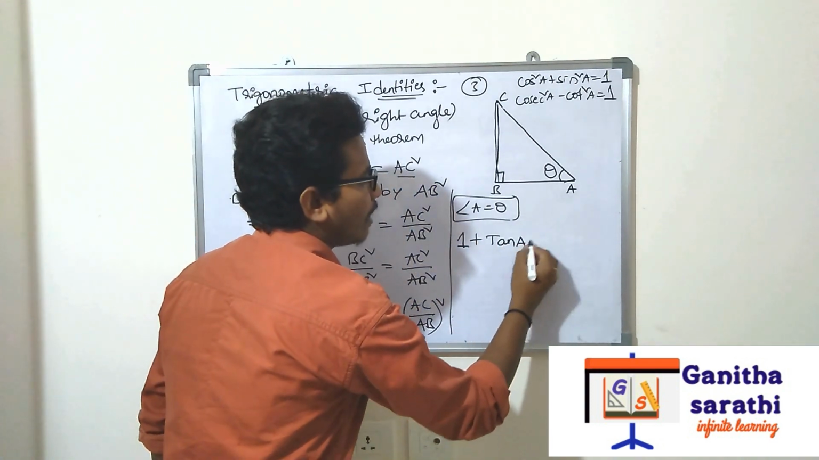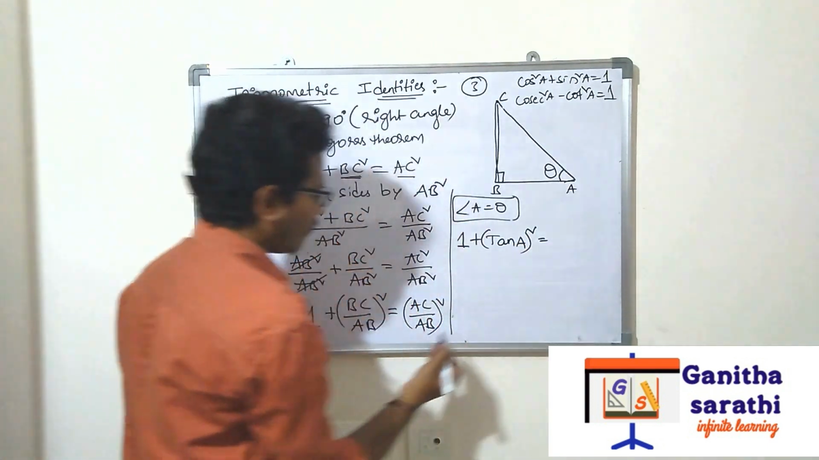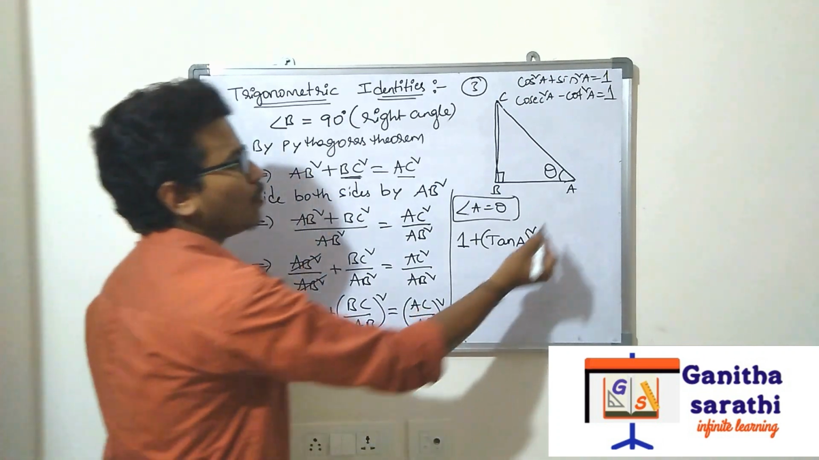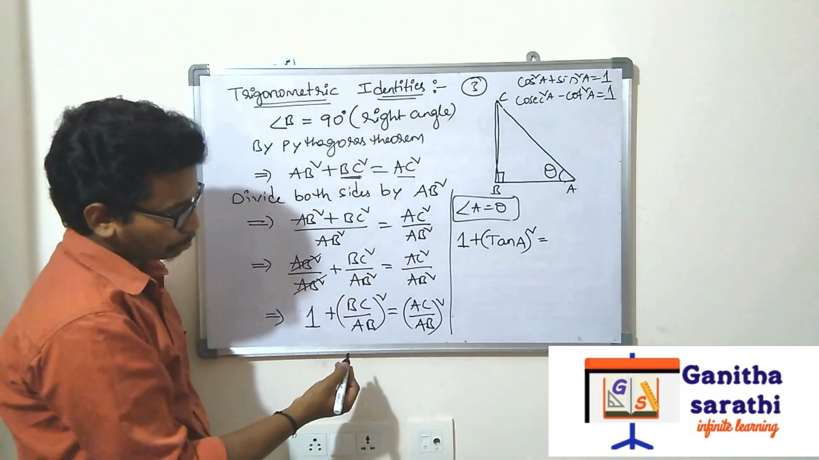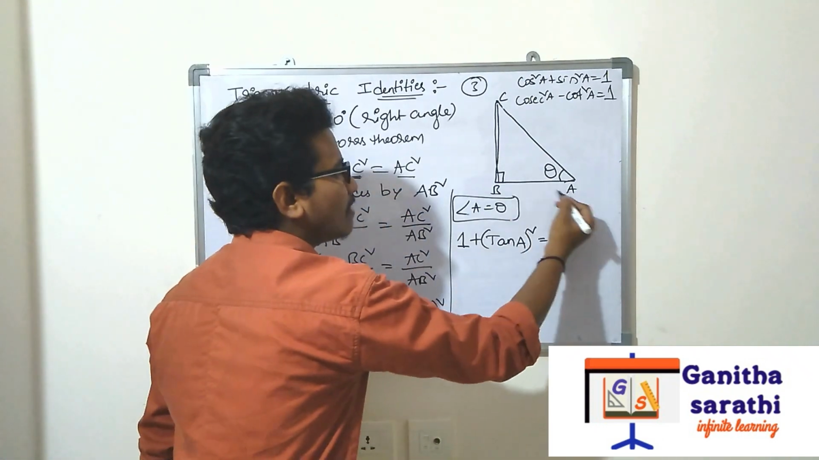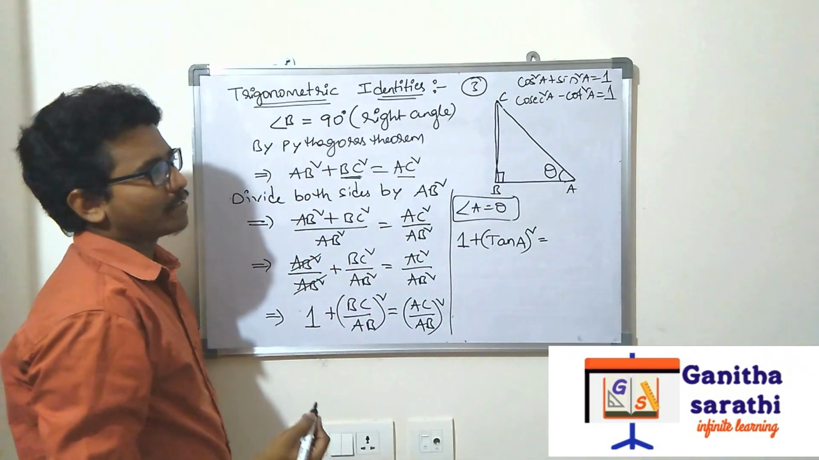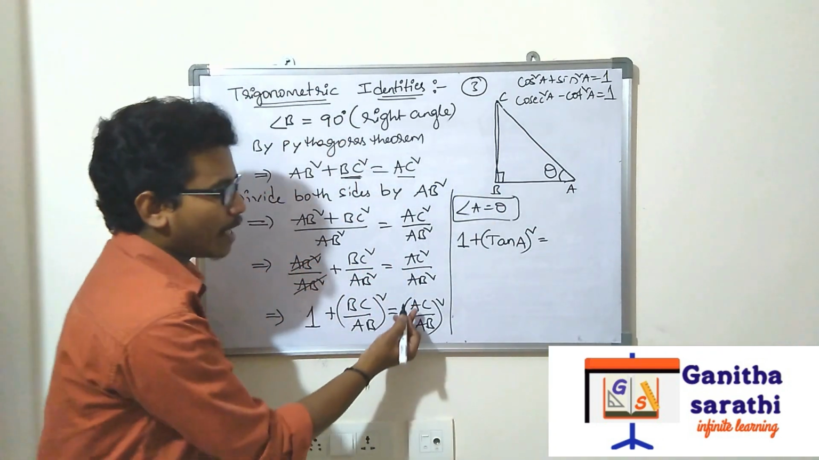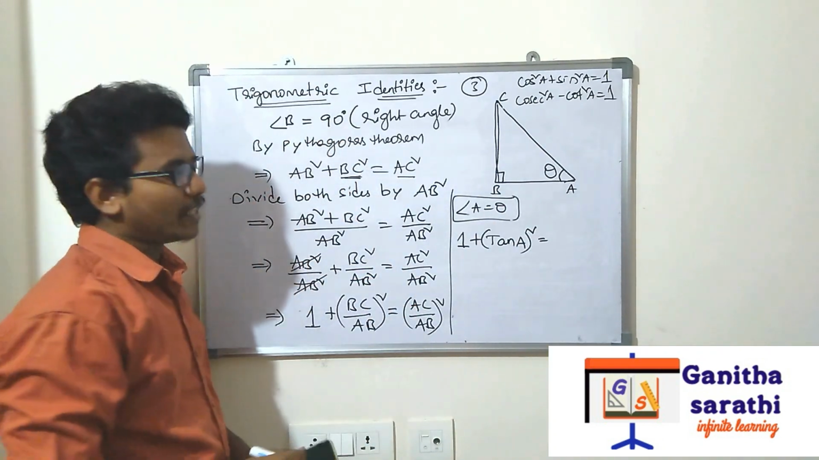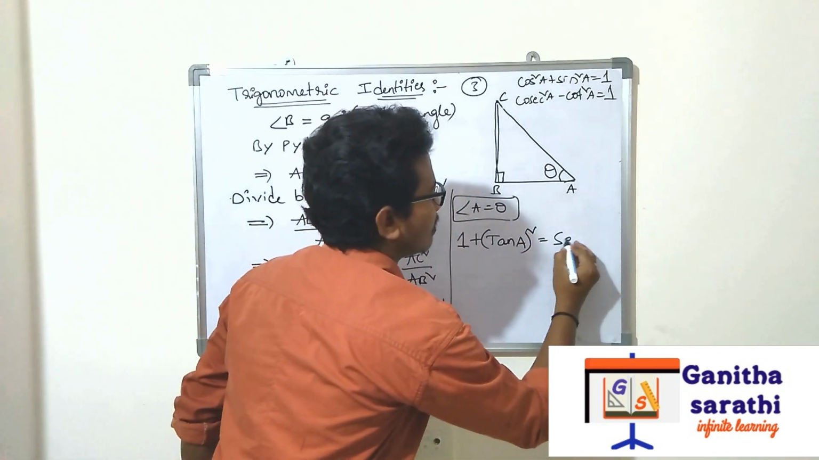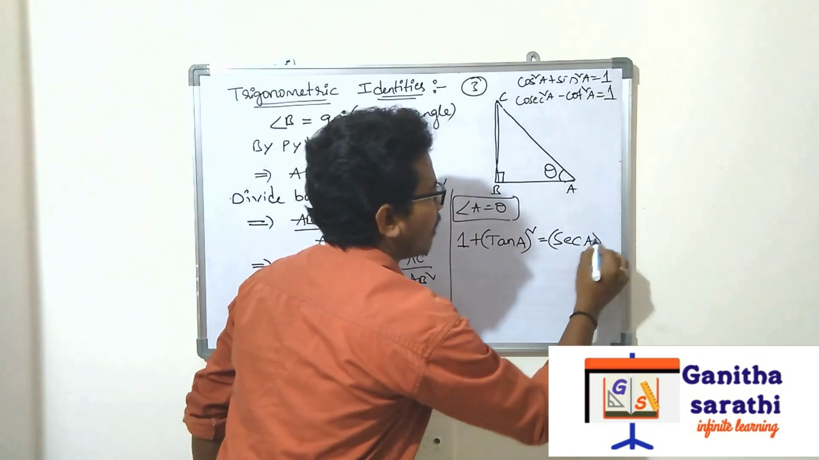So tan A whole square is equal to AC by AB. How is AC related to this theta? Hypotenuse. Next, AB. How is AB related to this theta? Adjacent side. So hypotenuse by adjacent. How can you write hypotenuse by adjacent? That is secant theta, right? Secant theta means secant A whole square.